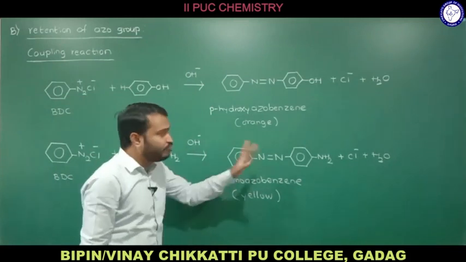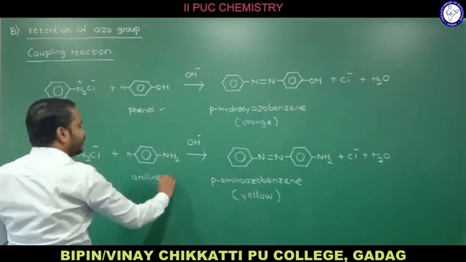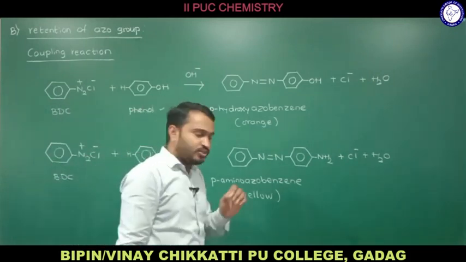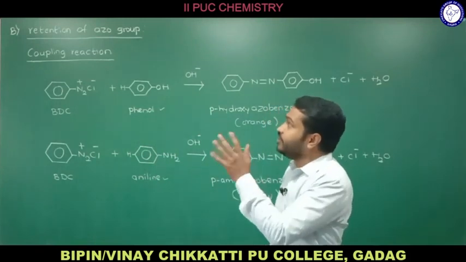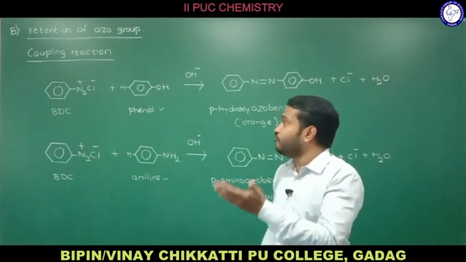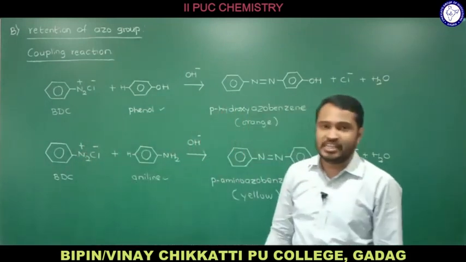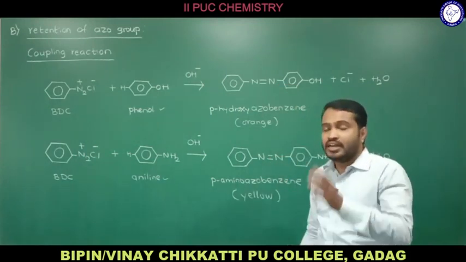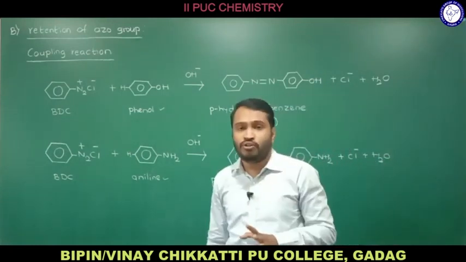So a para amino group we have here, whereas in the previous case a para hydroxy group, because the reagents I considered were phenol and aniline. There will be coupling of the reagents here. So these reactions we call coupling reactions. In common sense I can say there will be retention of the azo group. In all the previous cases, nucleophiles or ions replace the nitrogen, whereas in this case the nitrogen present on BDC, benzene diazonium chloride, remains as it is. There is no displacement of nitrogen. Nitrogen remains as it is. The azo group remains as it is. Therefore the heading I have written is retention of azo group.